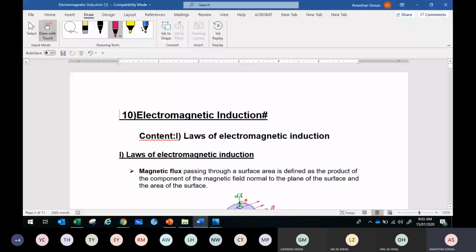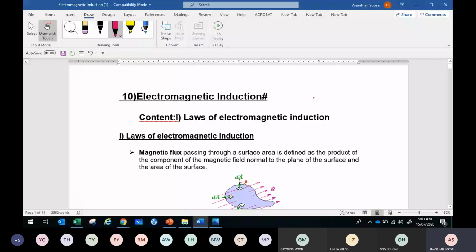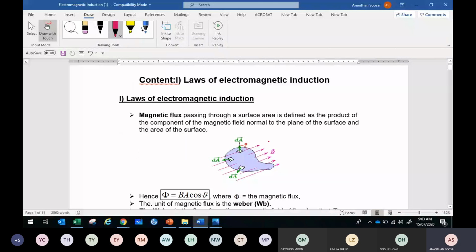Okay, let's recall what we learned last class. We learned about electromagnetic induction, something to do with generators. We learned about magnetic flux. Flux is B dot A, the magnetic field strength normal to the surface area, times the area. If the area is a little tilted, with this angle, then you have to find the vertical component, B cos theta.